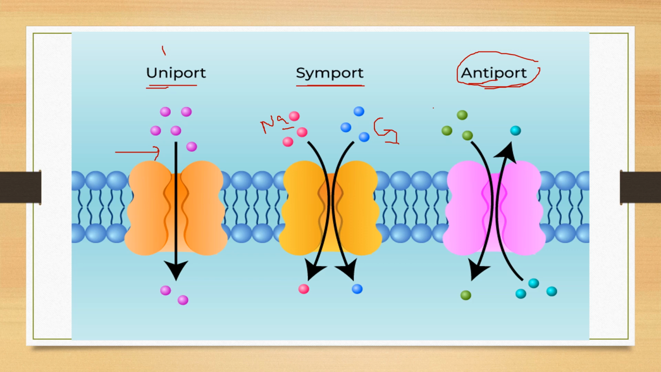So these are the three transport mechanisms. And in active transport, the secondary pathway is the symport, and the primary active transport works as the antiport pathway. So this is for today's lecture. Thank you.